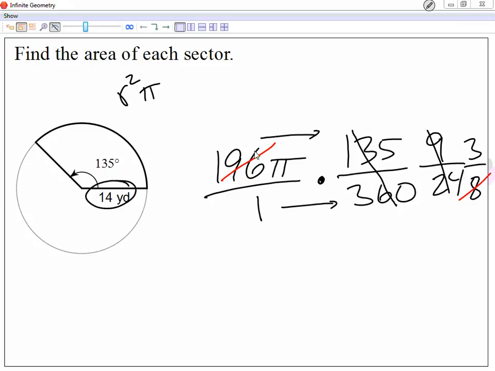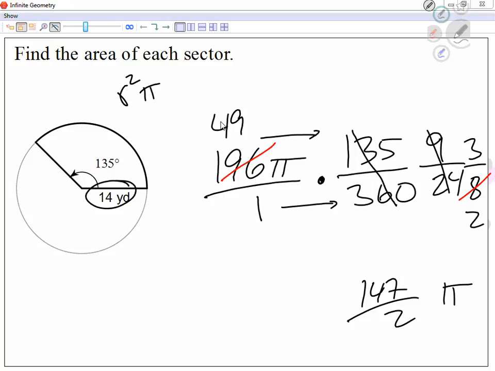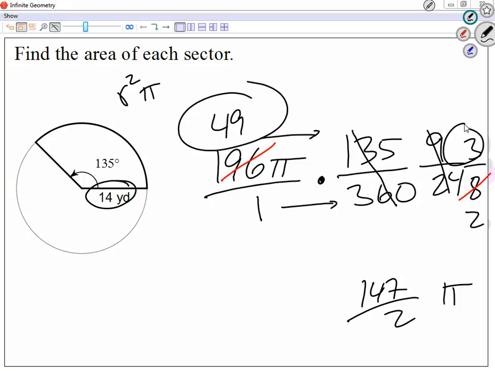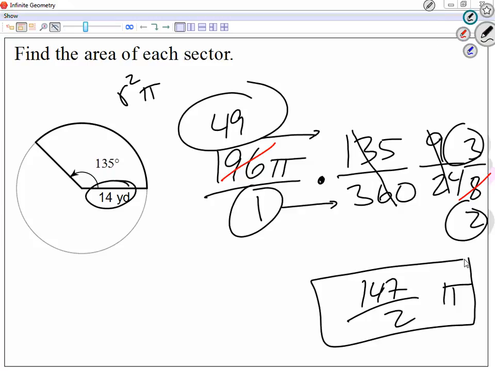196, let me divide each by 4. 196 divided by 4 gives me 49. 8 divided by 4 gives me 2. Now I'm easily going to multiply 49 times 3. I'm going to multiply straight across. 49 times 3 is 147 over 2 pi. Notice for fractions, remember, multiply straight across. 49 times 3, that's how I got the 147. 1 times 2, that's how I got the 2 at the bottom, and pi. Like I said, leave pi as a pi.